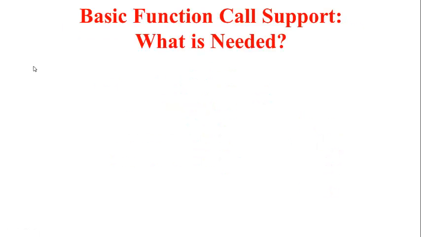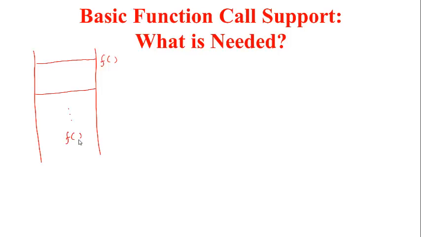Let us start by looking at what is needed to support function calls. Here we have a function f which is resident in memory. This is memory, and let's say this is the body of function f in memory, and then the same program calls f multiple times. After all, that's one of the purposes of having a function, so that the same section of code can be used from multiple points in the code.